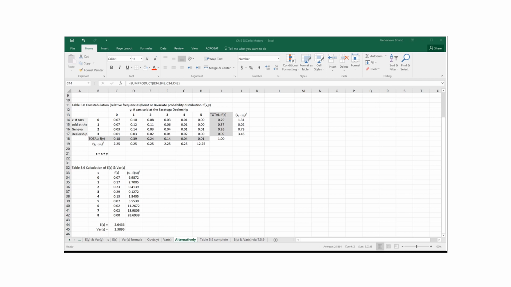Rounded to 4 decimal places, it's easier to see that we got the same expected value and variance value for S as we did before. And this concludes our presentation about bivariate empirical discrete probability distributions.